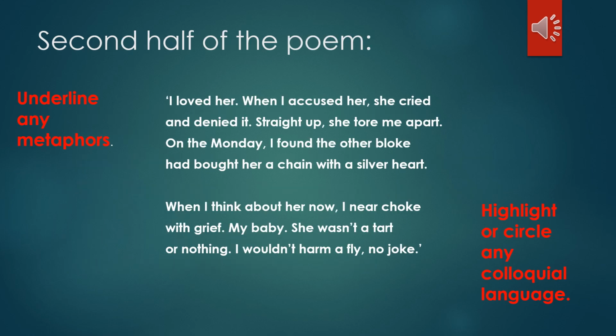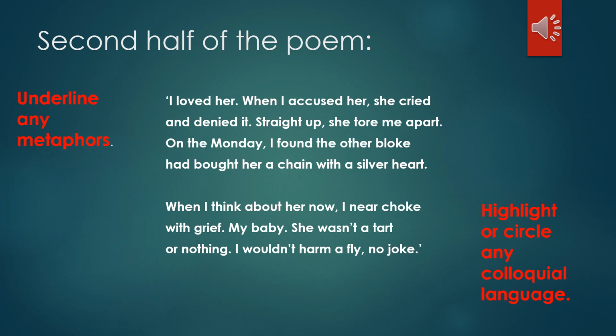Let's read the second half of the poem through. I loved her. When I accused her, she cried and denied it. Straight up, she tore me apart. On the Monday, I found the other bloke had bought her a chain with a silver heart. When I think about her now, I near choke with grief. My baby. She wasn't a tart or nothing. I wouldn't harm a fly. No joke.